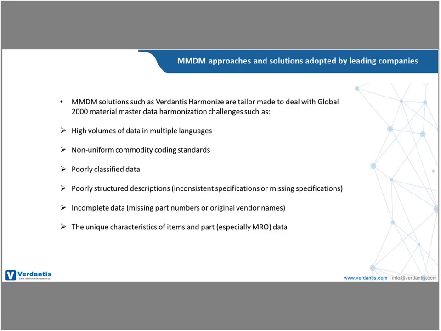And we've tuned this for materials. We started with MRO, but we do direct materials as well. So as long as you can define what the thing is, we can process it. So the key here is applying automation to reduce the time and risk on these projects while increasing the accuracy and reducing costs.